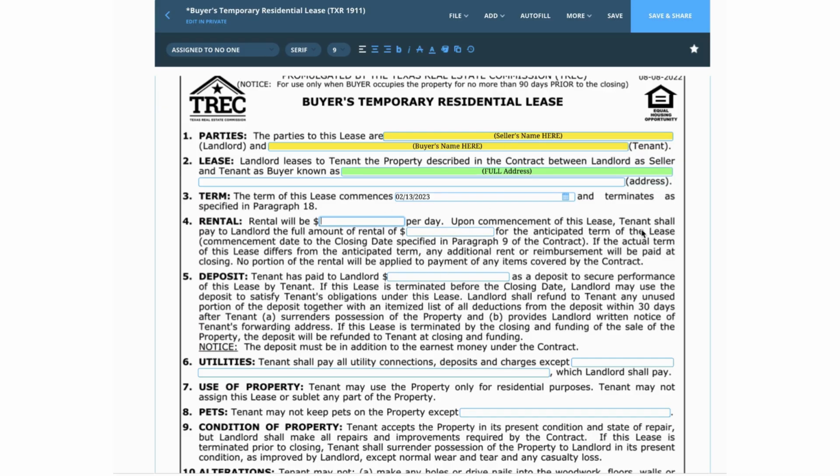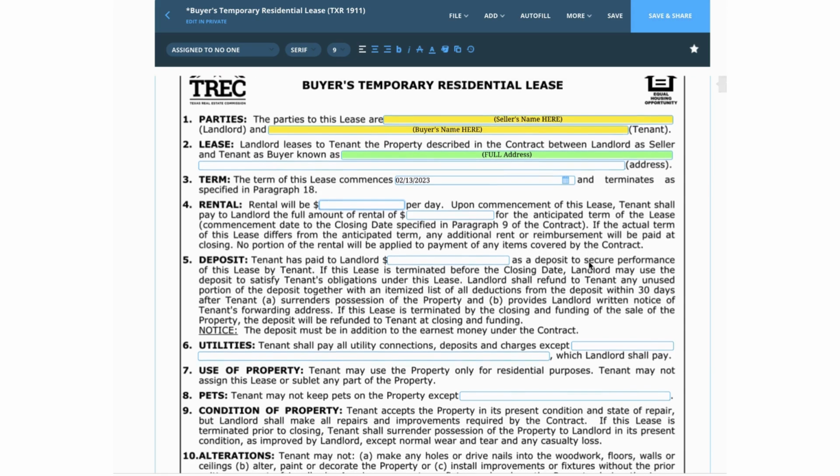Upon commencement of this lease, seller shall pay the landlord the full amount of whatever that is per day for the anticipated term of the lease, from the commencement date to the closing date specified in paragraph 9 of the contract. If the actual term of the lease differs from the anticipated term, any additional rent or reimbursement will be paid at closing. No portion of the rent will be applied to payment of any sum covered by this contract.